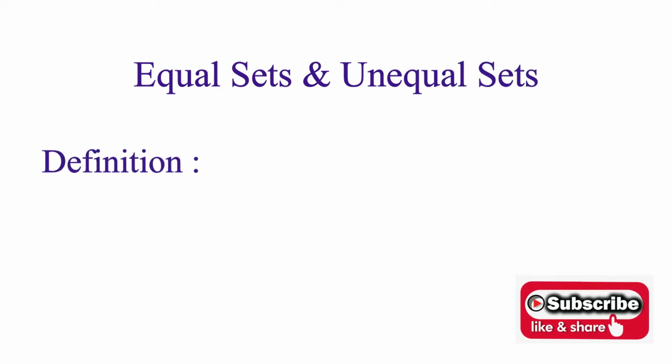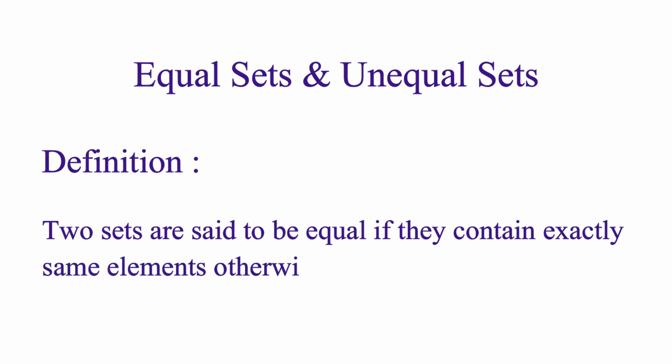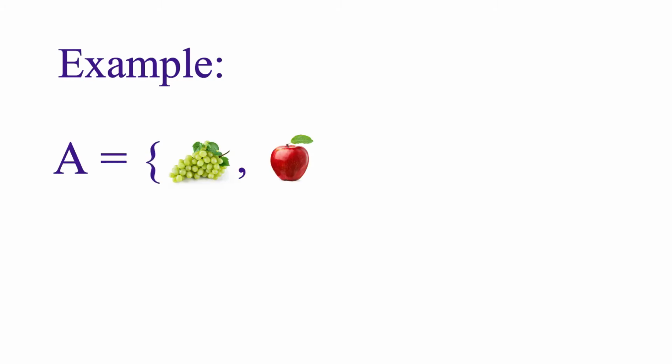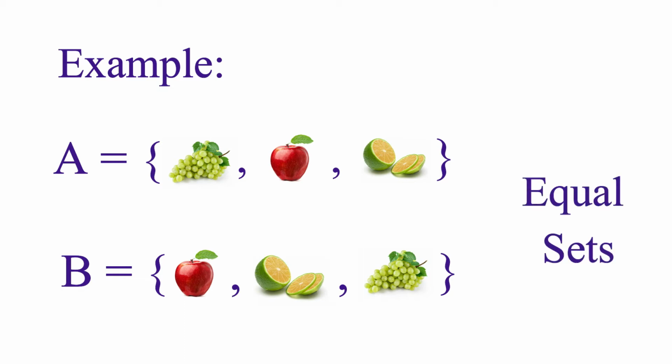Equal sets and unequal sets. Two sets are said to be equal if they contain exactly the same elements. Otherwise, they are unequal sets. Let us see an example. Set A equals grape, apple, mosambi. Set B equals apple, mosambi, grape. Here in both the sets, we have exactly the same elements and the number of elements is also the same. So they are equal sets.